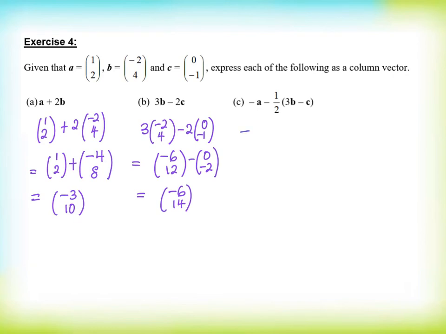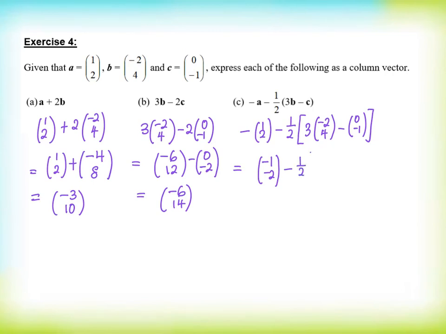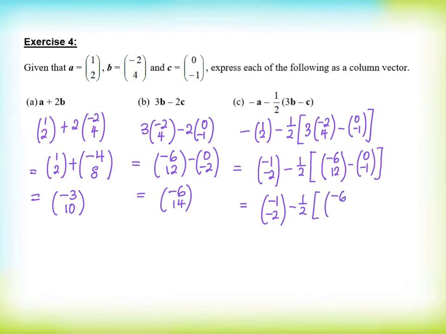Now I get negative 8 minus half of 3 times of the vector b minus c. So in this case, I'll need to work out one by one. This will become negative 1, negative 2. I cannot multiply the scalar multiple of half yet, so I'm going to keep it here. And this will be negative 6 and 12 minus 0, negative 1. Simplifying, I'll get negative 1, negative 2 minus half of negative 6 and 13.